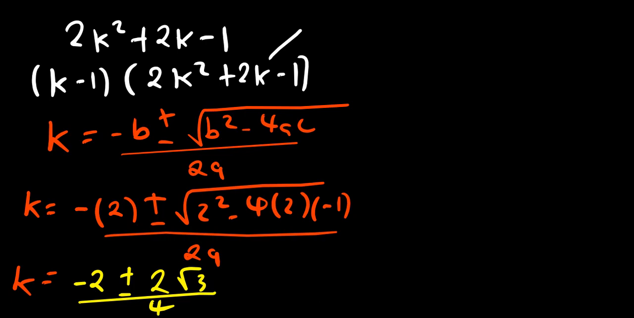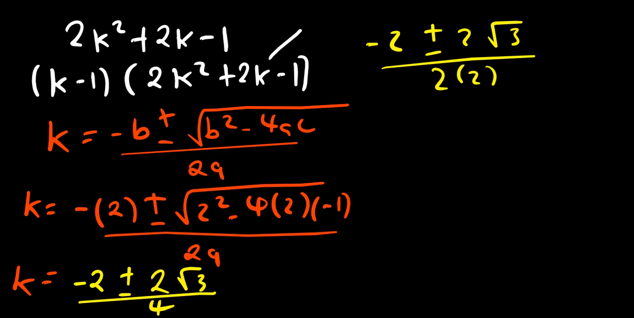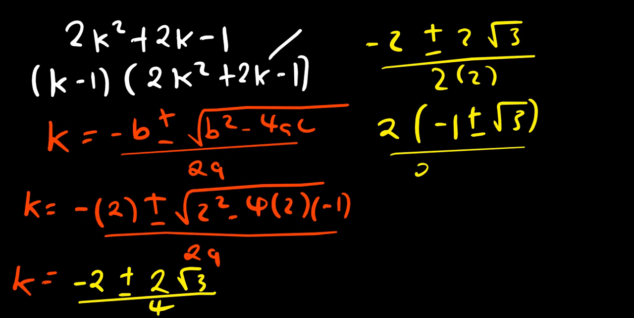Okay, so we have negative 2 positive or minus 2 root 3 over, we're saying 2 multiplied by 2, right? So what are we now going to have? Let's factorize on top. Let's factorize a 2. So we have a 2, remain with a negative 1 positive or minus the square root of 3 on top, divided by 2 multiplied by 2.